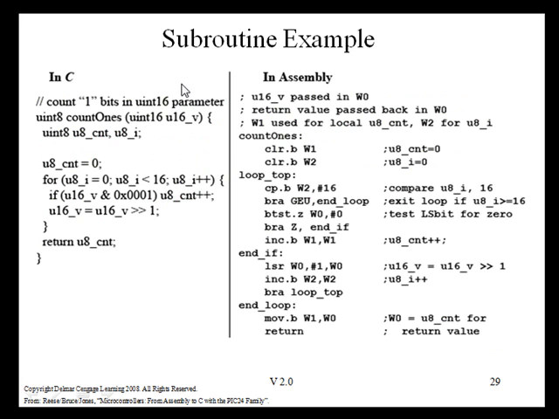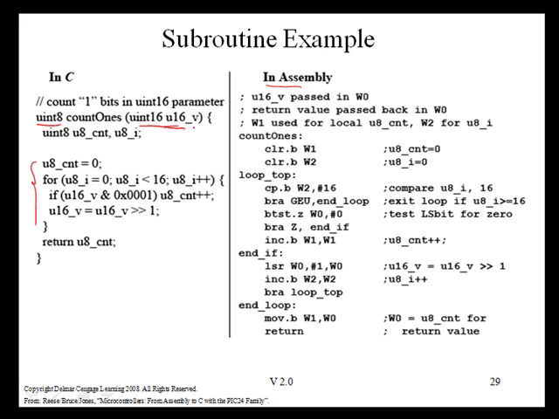So let's examine implementing a subroutine in PIC24 assembly language. So here's a C function. It takes one parameter, U16V, and returns an 8-bit result. This code right here, as we mentioned previously, is going to count the number of 1 bits in the 16-bit value. So let's begin implementing it in assembly language, and let's plan our register usage.